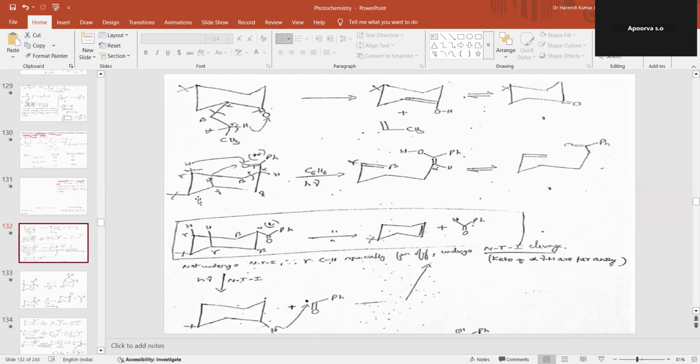Similarly, in this one there is a possibility of two gamma hydrogens. This is one gamma hydrogen, this is another gamma hydrogen, and this one will be the alpha-beta cleavage. The obtained one is this intermediate, and this enol can be converted into ketone. In this one, there is an alpha-beta breakage, and that's how this product is obtained. I will go to the next slide.